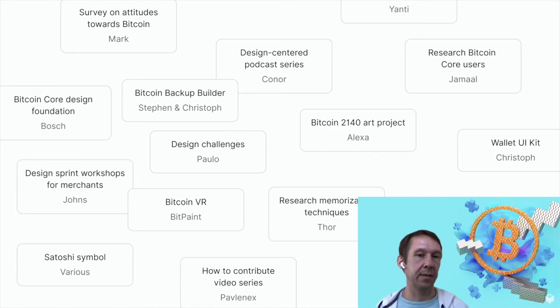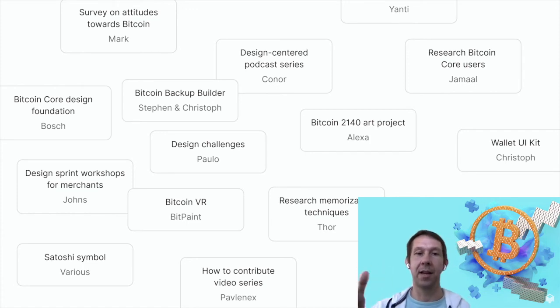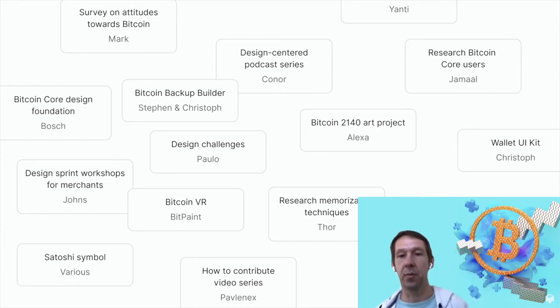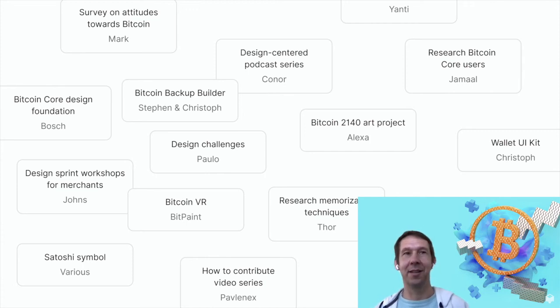And that's one of the cool things that I also really appreciate about the community, is when new people show up and they bring in their own ideas and their own topics they care about, their own way in which they find Bitcoin fascinating and want to do something. For example, Alexa has her Bitcoin 2140 art project. Tor is researching memorization techniques. Bitpain is creating VR spaces, and John's was doing sprint workshops. Nice job, John's.